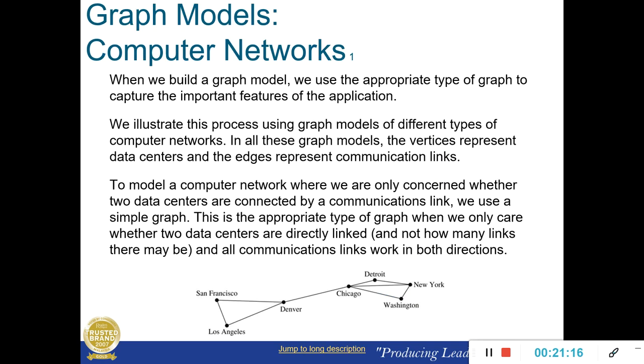So you learn about graph theory. You can use graph models. There are a lot of applications using graph theory. You can also model computer networks. When we build a graph model, we use a type of graph to capture the important features of the application. So to illustrate this graph model, vertices represent data centers, okay? You have data centers or border routers or whatever it can be. The most logical thing is data centers: San Jose, Los Angeles, Denver, Chicago, Detroit, New York, Washington.